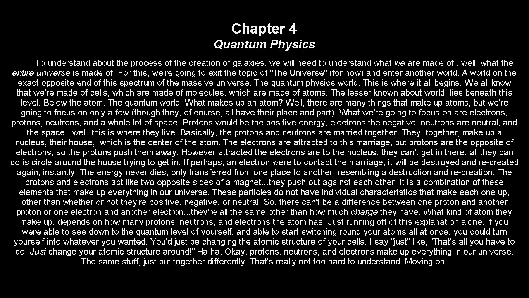What kind of atom they make up depends on how many protons, neutrons, and electrons the atom has. Just running off of this explanation alone, if you were able to see down to the quantum level of yourself, and able to start switching around your atoms all at once, you could turn yourself into whatever you wanted. You'd just be changing the atomic structure of your cells. I say just like, that's all you have to do. Just change your atomic structure around. Ha ha. Okay, protons, neutrons, and electrons make up everything in our universe. The same stuff, just put together differently. That's really not too hard to understand.